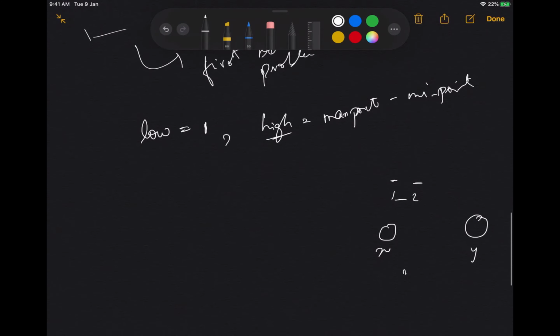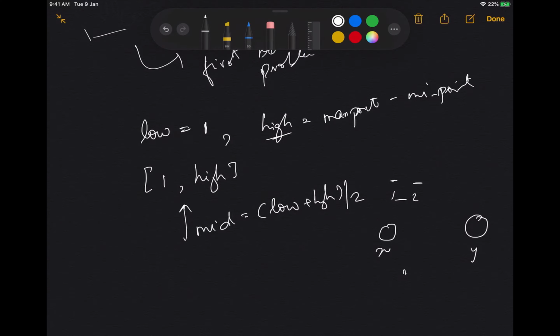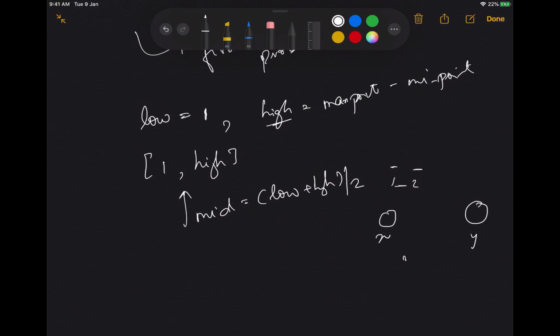Okay, so once we have the bounds, that is 1 to high, we check for a mid value, which is nothing but low plus high by 2. On doing that, now we have to make sure that for this given distance mid, two balls which are placed have a distance greater than or equal to mid. If we can do that, then we look for another position, such that again the difference between two balls is greater than or equal to mid.